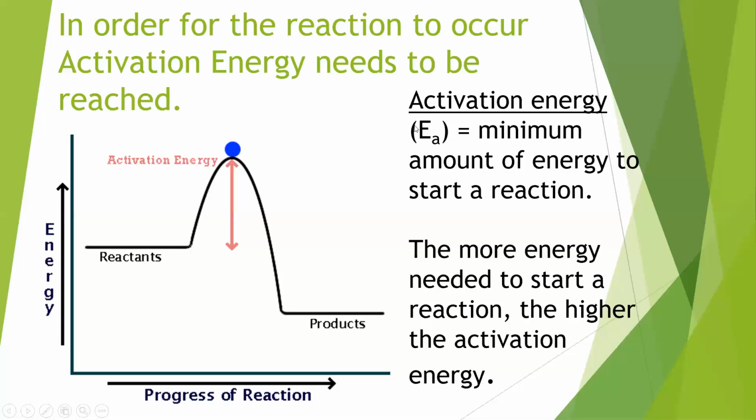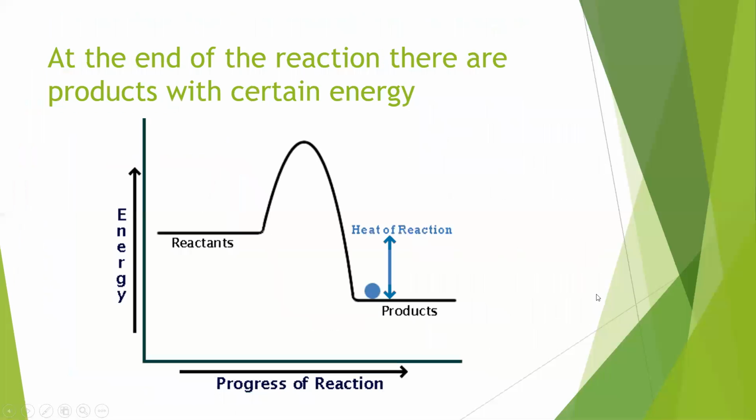So EA is the energy of activation. And that's just how much energy it takes to actually get a reaction going, and that's represented by the little camel's hump here, this little peak in the graph. Okay, so at the end of the reaction, there are products with a certain energy.